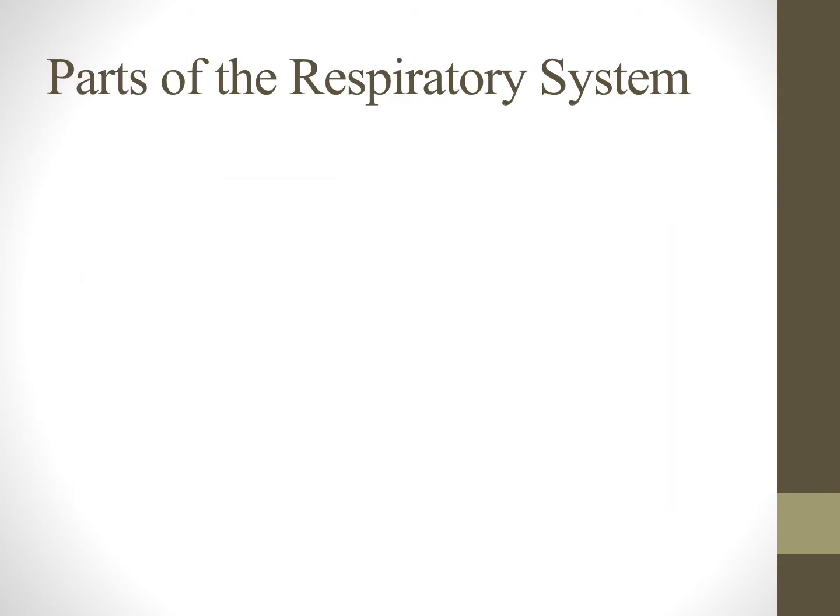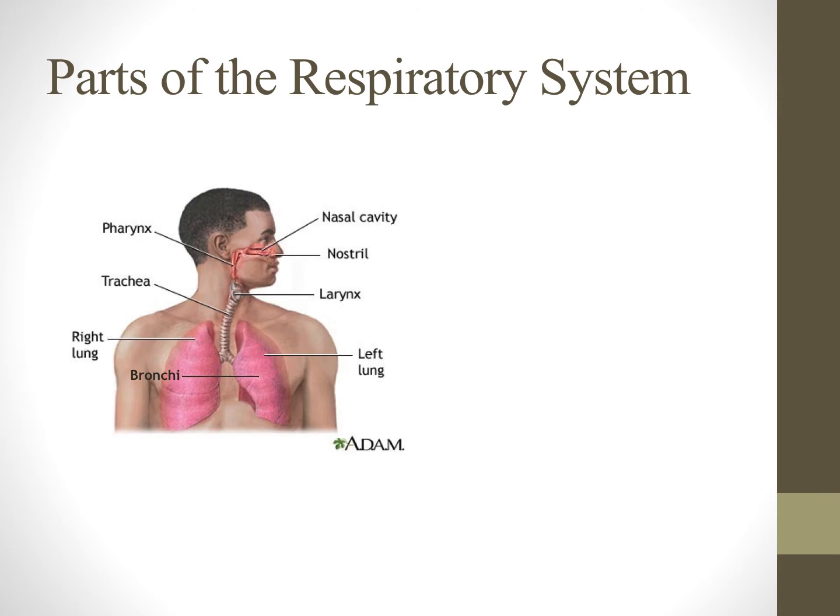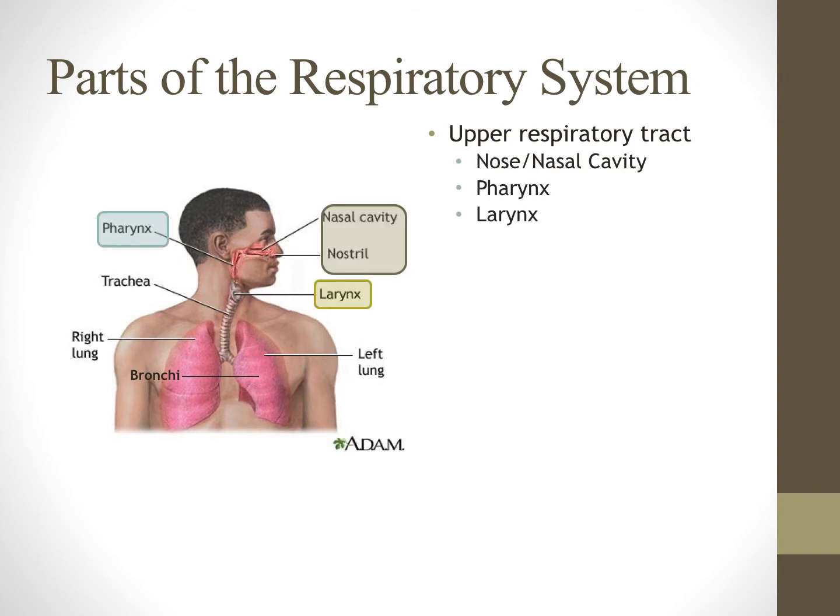If we then take a look further at the respiratory system, we need to examine the parts that make it up. So here's a nice diagram of all of the individual portions or pieces. We can break it up into two separate tracts. The first is our upper respiratory tract, made up of our nose, nasal cavity, pharynx, larynx, and upper trachea. If you take a look at the diagram, they're really from the top of the lungs up.